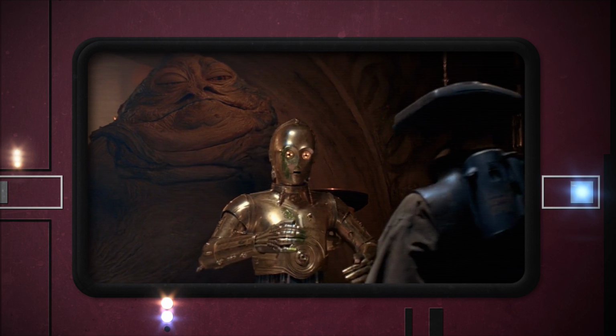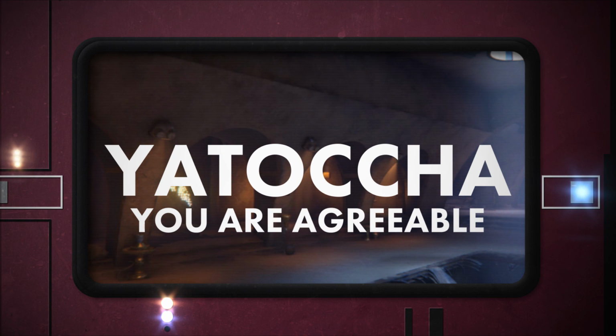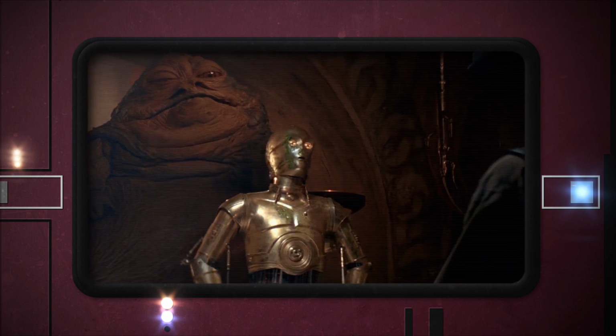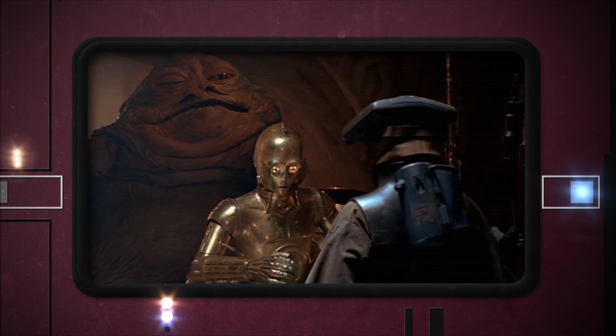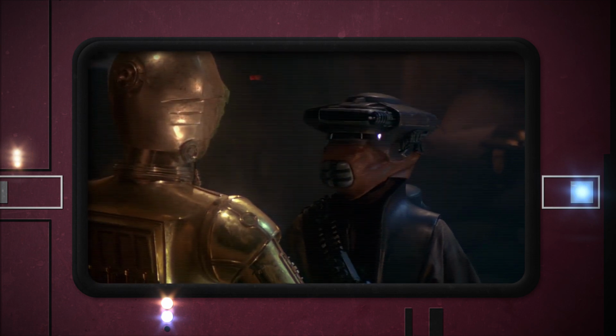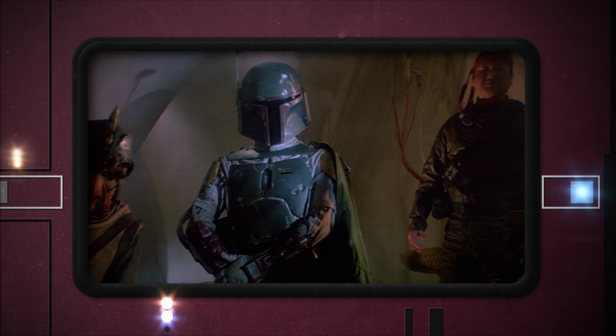But it also looks like we have a you form verb in there. So maybe Yato means you are agreeable. And perhaps cha is the somewhat more polite verb ending we talked about earlier. Boushh is now being agreeable and has shifted his tone to more polite forms. Our final two Ubese phrases are untranslated and have no context. So any translations of these phrases have to be completely made up.